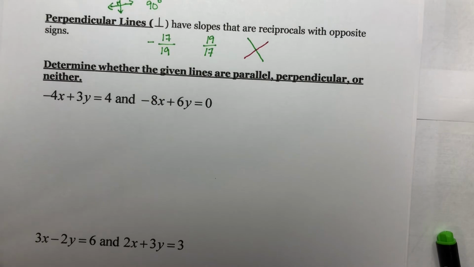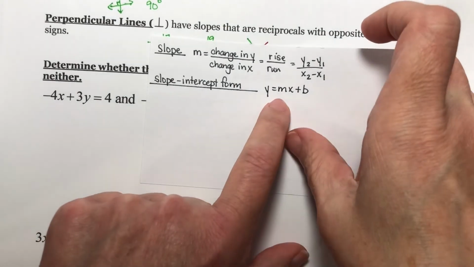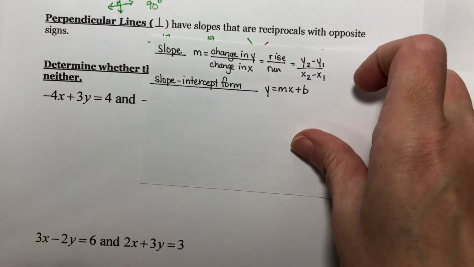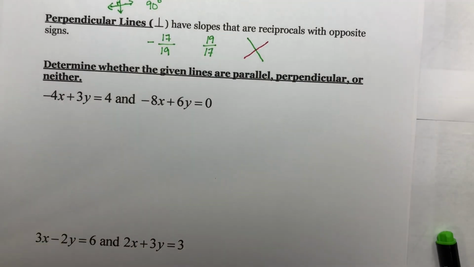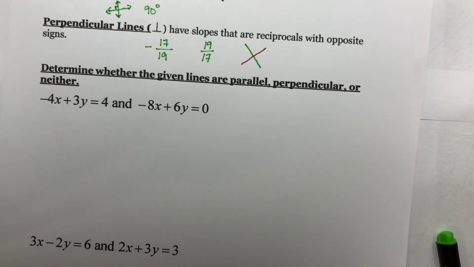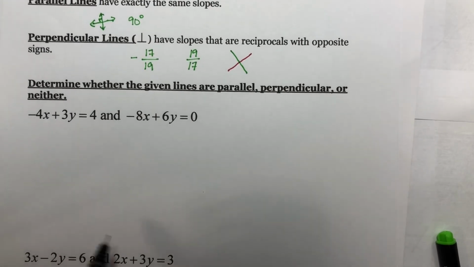Okay, so we are going to continue to use this formula. We're getting more practice with it. We just have to figure out the slope for 2 lines in a problem instead of just 1. Okay, so starting off with this one.